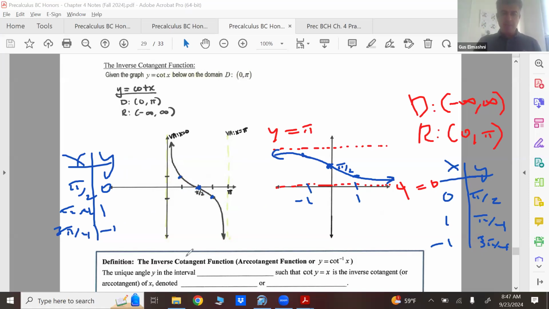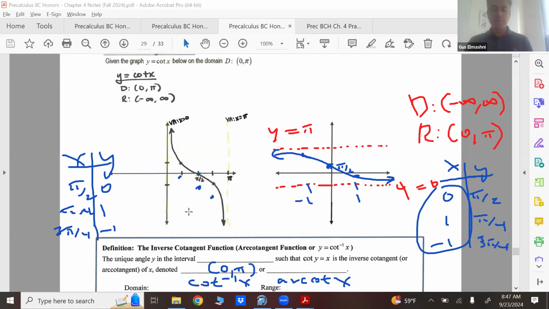So the unique angle y in the interval from 0 to pi is denoted by inverse cotangent of x, or we do arccotangent, my apologies, arccotangent of x. Okay, so we're okay with that? Remember, the output's the angle. The input is a ratio of x over y, right? Because remember, tangent is y over x in a circle, cotangent is x over y. So these are all ratios of x and y on a circle, which makes sense because at pi over 2 radians, the ratio of x over y is 0, right? We know that.